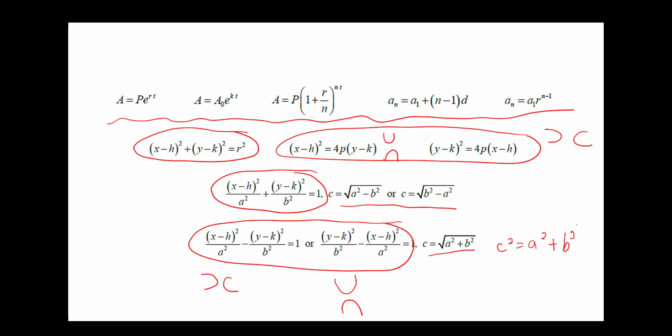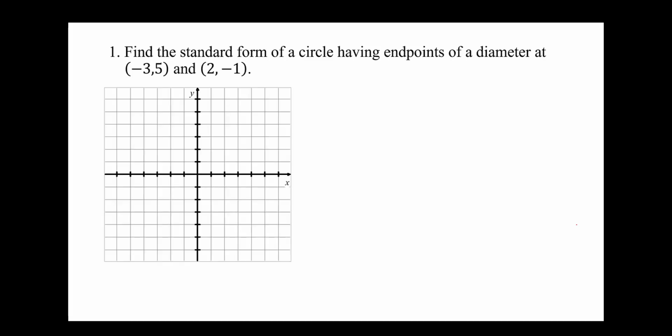Okay, let's go ahead and get started with a problem. The first problem here being to find the standard form of a circle having endpoints of a diameter at (-3, 5) and (2, -1). So we'll begin by graphing the parts of the circle we know something about. We know that we have endpoints of a diameter at the point (-3, 5) and (2, -1).